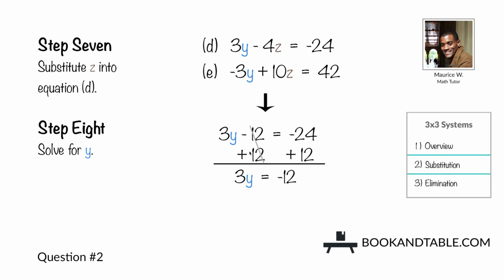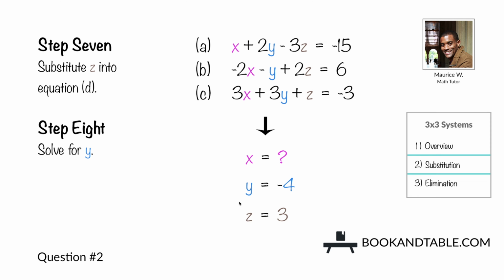We'll now add 12 to both sides, giving us 3y is equal to negative 24 plus 12, which would be negative 12. And now to remove this 3, we divide both sides by 3, giving us y is equal to negative 12 divided by 3, which shows us that y is equal to negative 4. So now we've found that z is 3 and y is equal to negative 4.